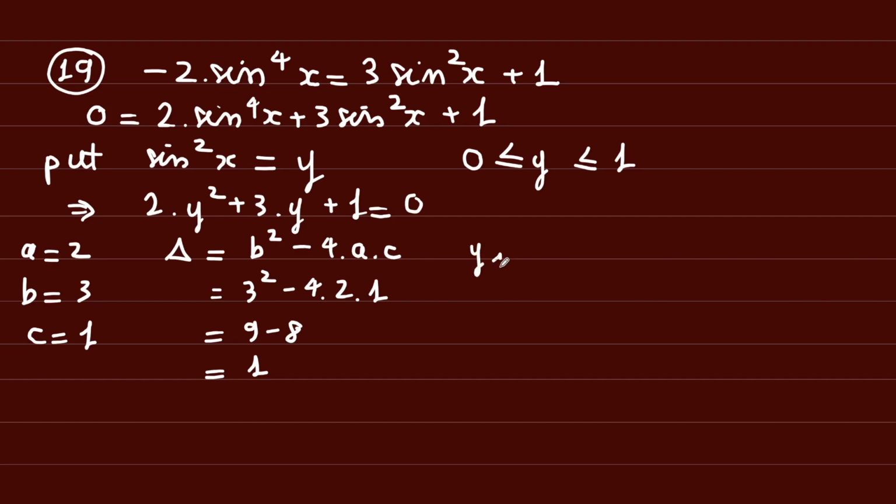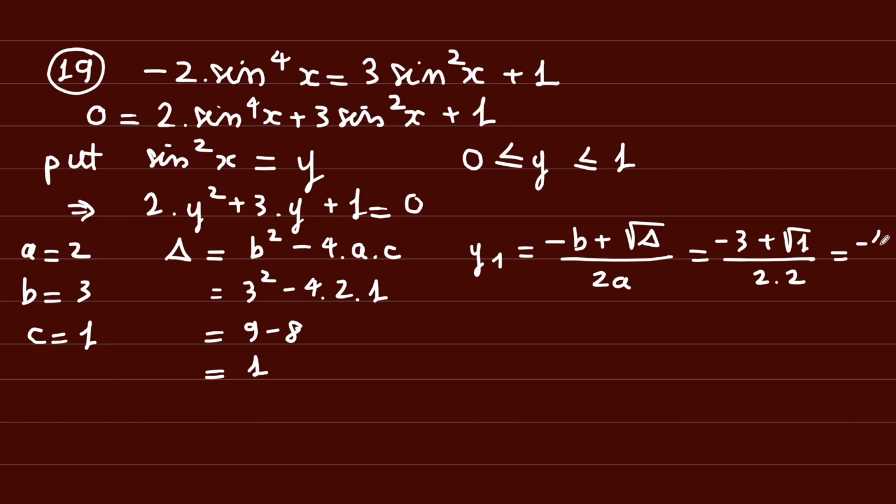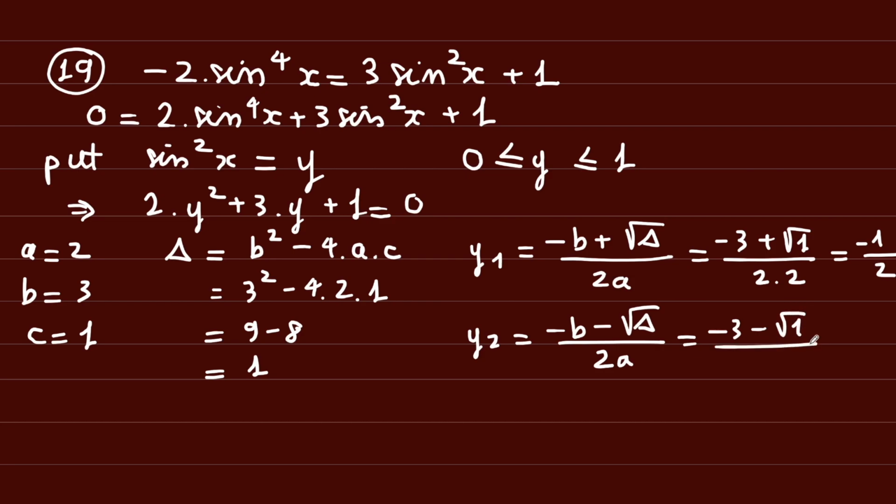For the first solution of y, you got minus b plus square root of discriminant divided by 2a. Minus b means minus 3 plus square root 1 divided by 2 times 2, so minus 1 over 2. And for y2, minus b minus square root of discriminant divided by 2a, minus 3 minus square root 1 over 4 equal to minus 1.